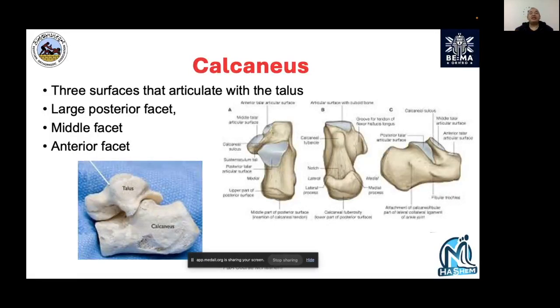And we'll explain this in detail. Why? Because of the orientation of the facets. It's not one facet which allows a movement. It's actually three facets in three different planes giving three different movements. As I told you, eversion, inversion in the posterior facet, flexion, extension, or up and down in the middle facet, and in and out, or adduction, abduction, at the anterior facet. That's why your foot never moves in one way.